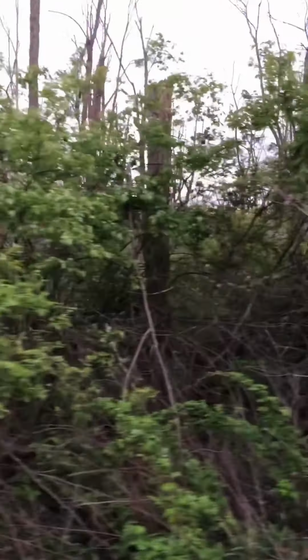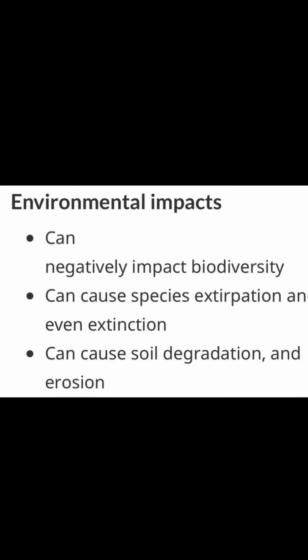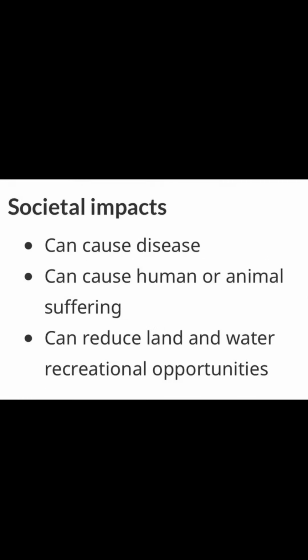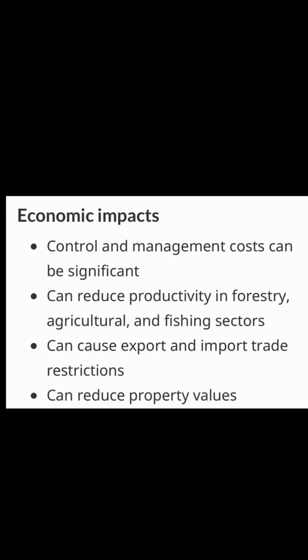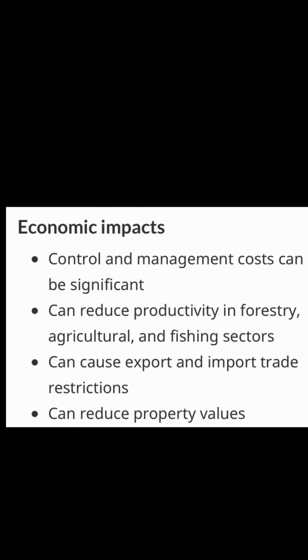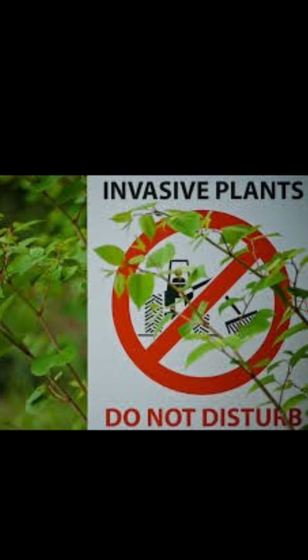Since most invasive species are generalists, they can survive in a variety of habitat types and climate regions, making them difficult to control. The Ohio DNR states that environmental impacts include negatively impacting biodiversity, causing extirpation and even extinction, soil degradation, and erosion. Societal impacts include causing disease, human or animal suffering, and reducing land and water, industrial and recreational opportunities. Economic impacts include significant control and management costs, reducing productivity in forestry, agriculture, and fishing sectors, and reducing property values.